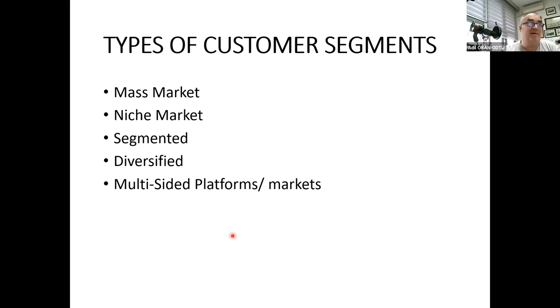A diversified market is when you choose different market segments in very unrelated fields. A good example of this might be Amazon. Amazon, in addition to selling all sorts of goods online, also makes a lot of money from something called AWS. Okay. So this is when they provide Amazon Web Services to other customers for them to use their computer server infrastructure in their own businesses.